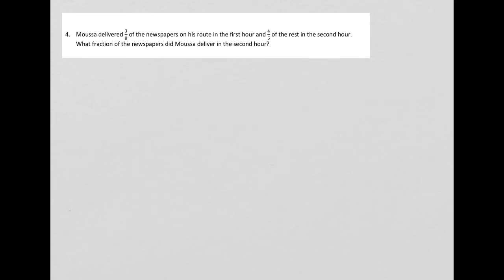And then let's do one word problem. Musa delivered 3/8 of the newspapers on his route in the first hour, and 4/5 of the rest in the second hour. What fraction of the newspapers did Musa deliver in the second hour? So our question is, what fraction did he deliver? He delivered 3/8 in the first hour and 4/5 of the rest in the second hour. That "of the rest" is in here all the time now. We have to be really careful.